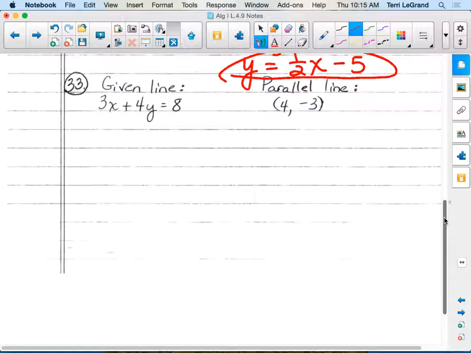Okay, number 33. Our given line is given to us in standard form, not in slope-intercept form. What is it that we need from it again? What do we need from it to carry over to our other one? Slope. So we have to get this in slope-intercept form. So our first goal is to get it solved for y. So let's get that done first.